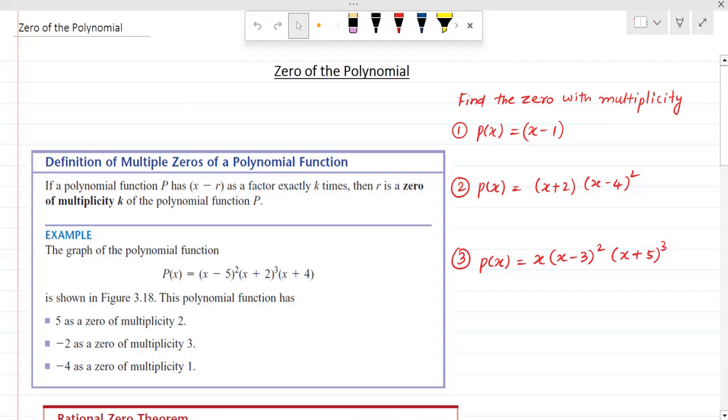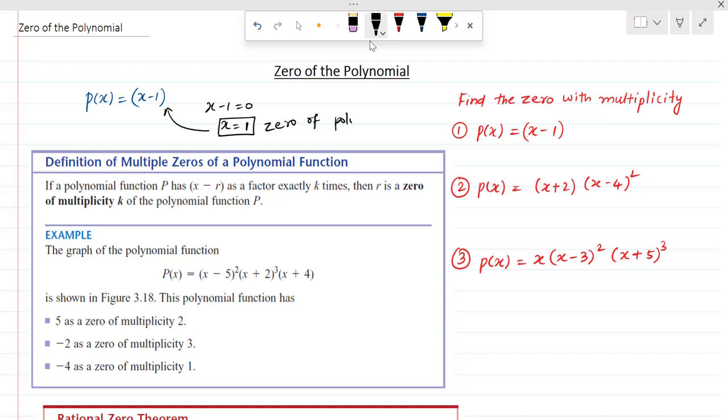In this video, we are going to study the zeros of the polynomial. First of all, p of x is a polynomial. Suppose you have x minus 1 as a polynomial; which number makes it 0? If I substitute x minus 1 equals 0, x equals 1, and this x equals 1 makes the polynomial 0. Therefore, we call this the zero of the polynomial.